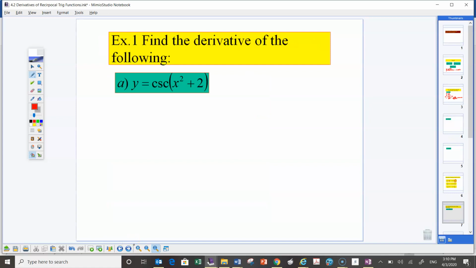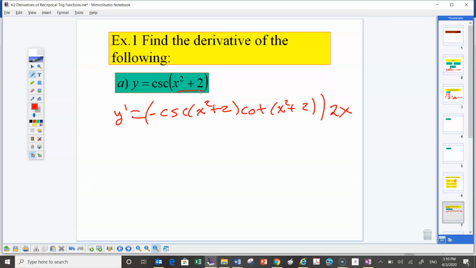Okay, so our first example, we want to find the derivative of cosecant of x squared plus 2. So to take the derivative, remember it's negative cosecant, whatever the function is, cotangent, whatever the function is, and then I times this whole thing by the derivative of the inside, and the derivative of x squared plus 2 is 2x. To clean this up, the 2x times the negative out front gives me a negative 2x, and then I have cosecant of x squared plus 2 cotangent of x squared plus 2, and that would be your answer.